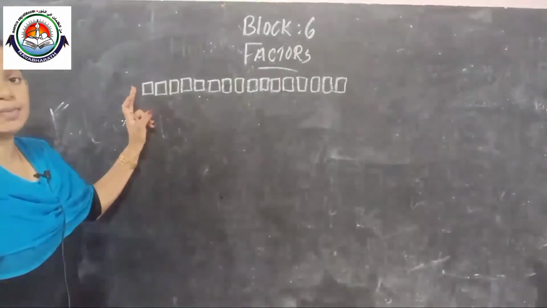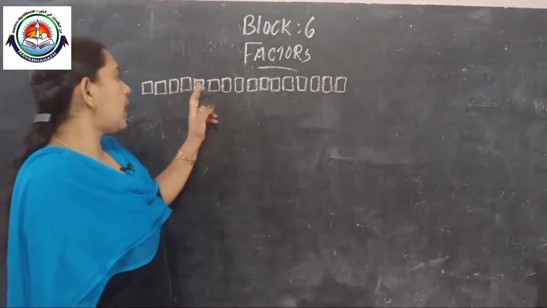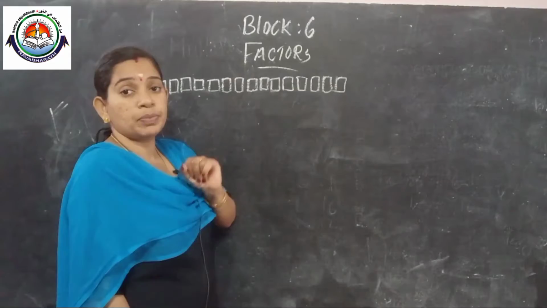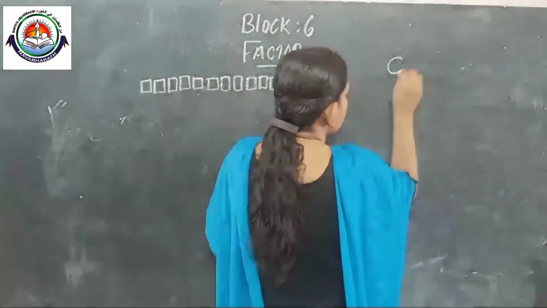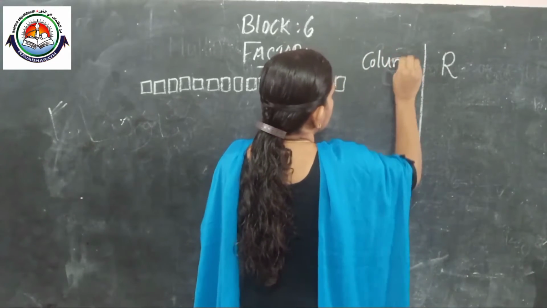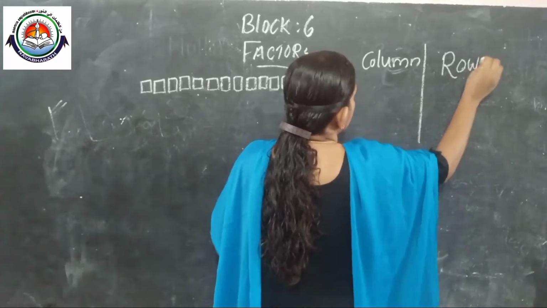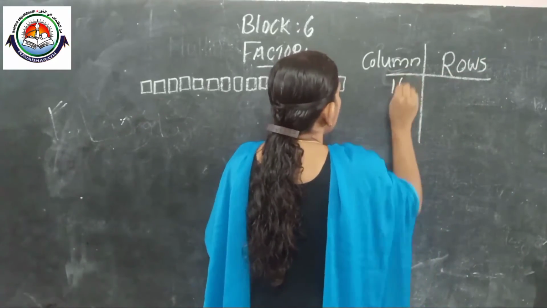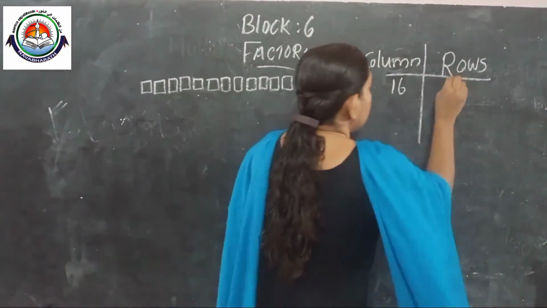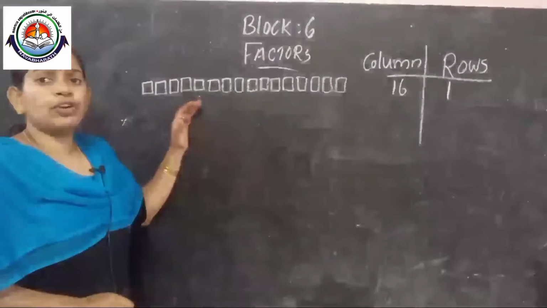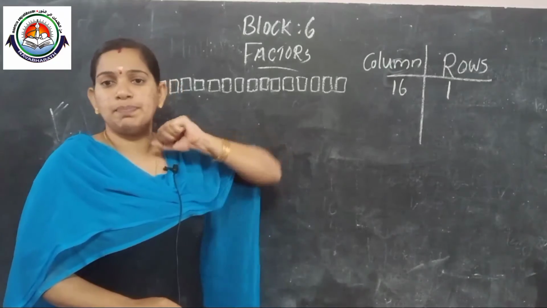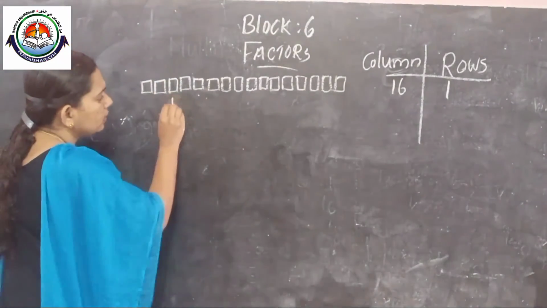Look, how many columns are there here? 16 columns. So I mark the columns and rows here. Here how many columns? 16 columns. Then how many rows are here? Only 1 row. In that one row, there are 16 paper pieces.